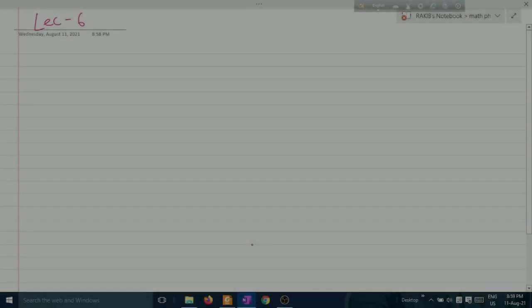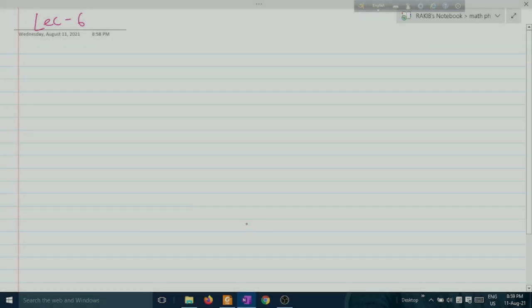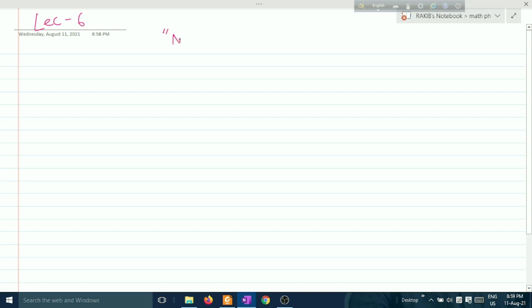Today we will be going on our next chapter that is called numerical methods. In this chapter, we will learn about different kinds of approximation methods which are used in physics, mathematics, and also in computer science. These mathematical methods we will be discussing one by one.